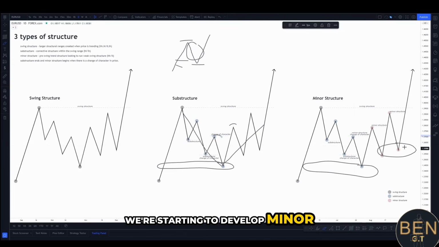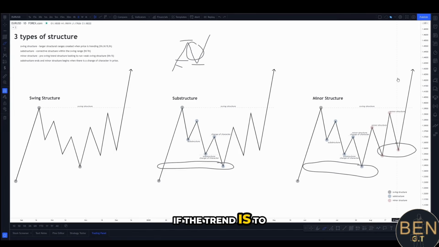We're starting to develop minor structure. And once we get that minor structure, we can start to look for entries to look at attacking at least the previous swing high and continuing to make a new higher high if the trend is to remain bullish.